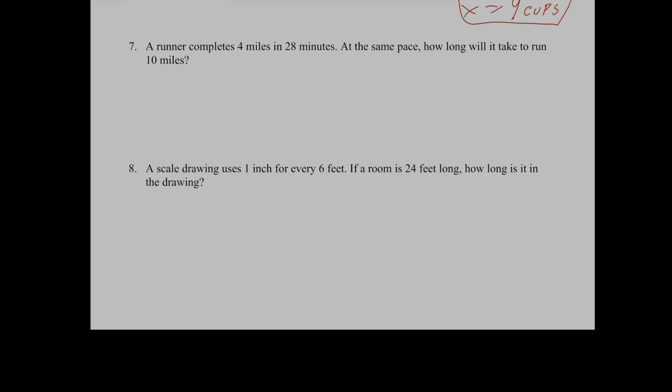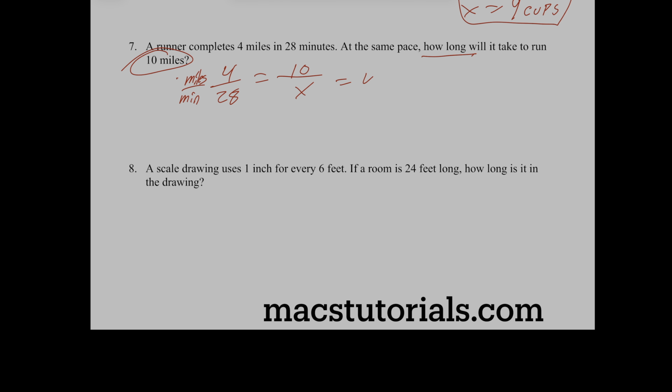A runner completes 4 miles in 28 minutes. What's the known? Miles over minutes. What's the unknown? How long, meaning I don't know the how long, and they give me the miles. The miles are on top, so I'm going to put the miles on top, and the minutes, I don't know. That's my x. That's going to set up 4x equals 280 once I do my cross multiplication. Once I solve for x, x equals 70 minutes, because remember, my x is on the minute side.